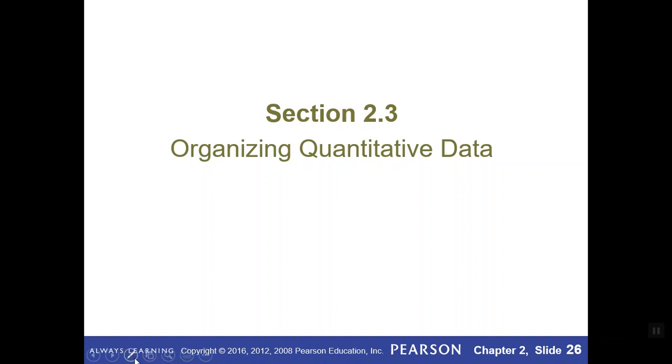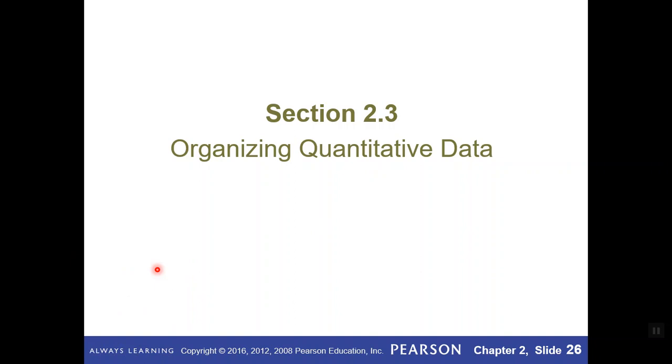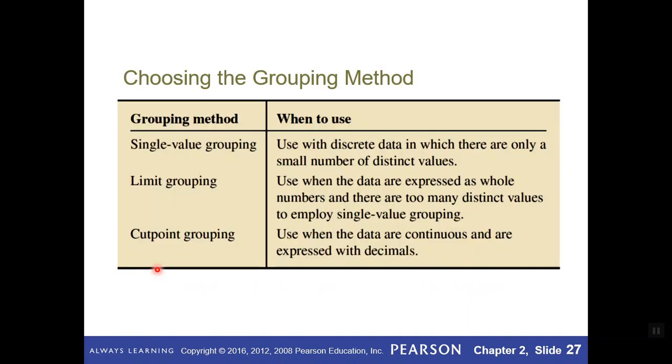Hi everyone. Today I'm going to explain about organizing quantitative data, which means numerical data. These numerical data we can divide into three major groups called single value grouping, limit grouping, and cut point grouping. Why do we need this grouping? Because we are dealing with numerical data.